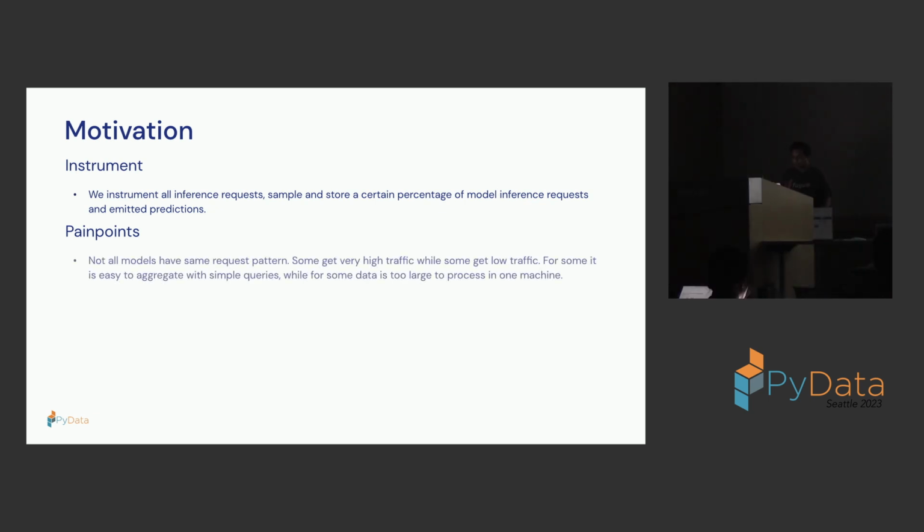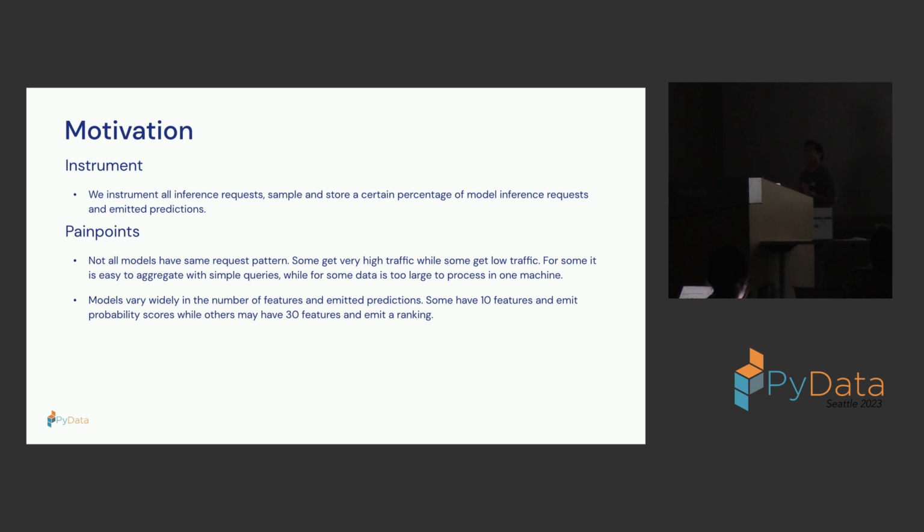But the problem is not all models get the same number of requests. Some models are very popular, some are not that popular. Some models get more requests at peak time in the day, some get more requests during the night or the evening. It depends. The second problem is not all models have the same kind of features. Some models have more numerical features and fewer categorical, some have just the reverse. Some models may have 10 features, some have 30 features. We just cannot know as a platform engineer.